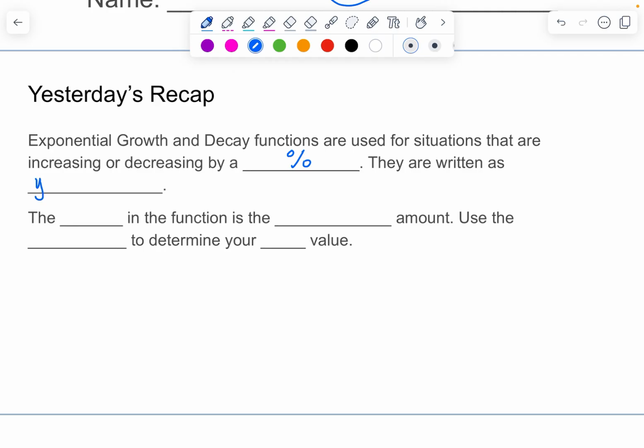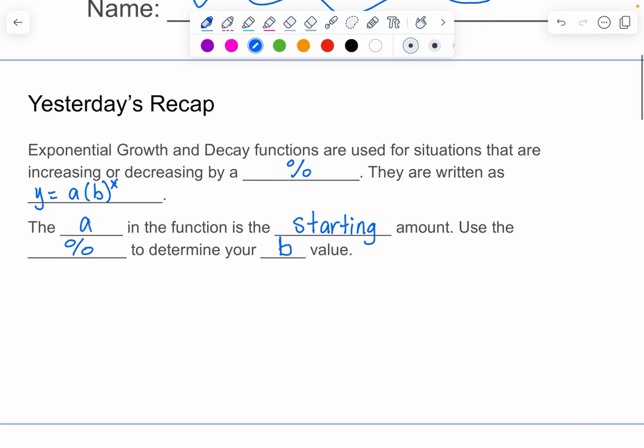Now, they still are written in the same format of y equals a times b to the x, just like the other exponential functions that we've done. But remember that in these exponential growth and decay functions, a represents the starting amount, the initial value, or whatever you want to call it. So what the investment or the thing started out being worth. And then you're going to use the percent in the problem to determine the b value.